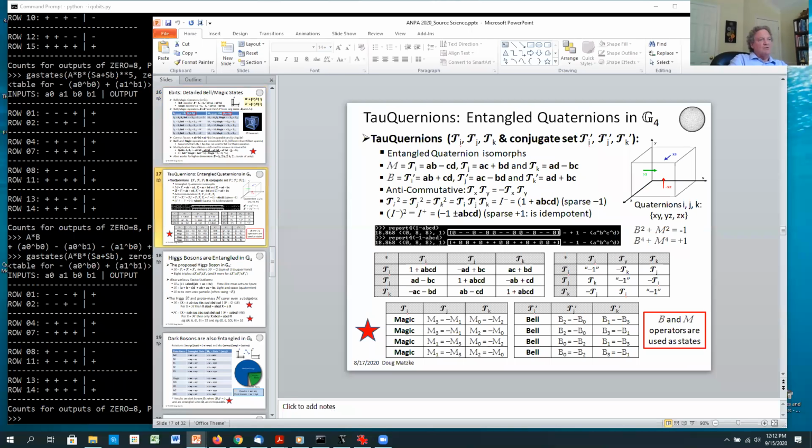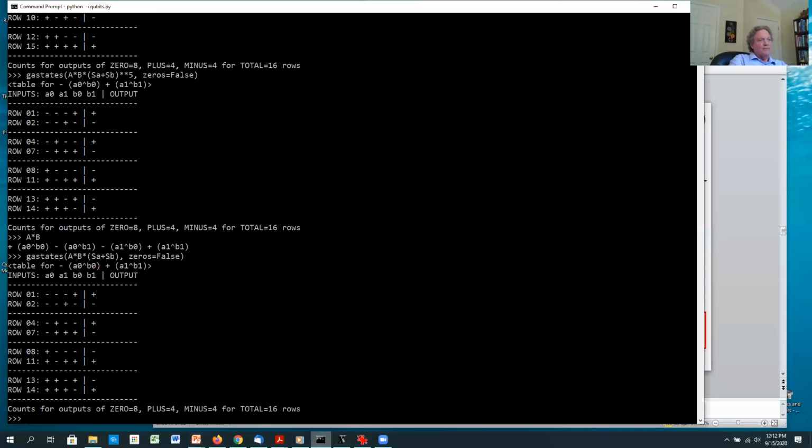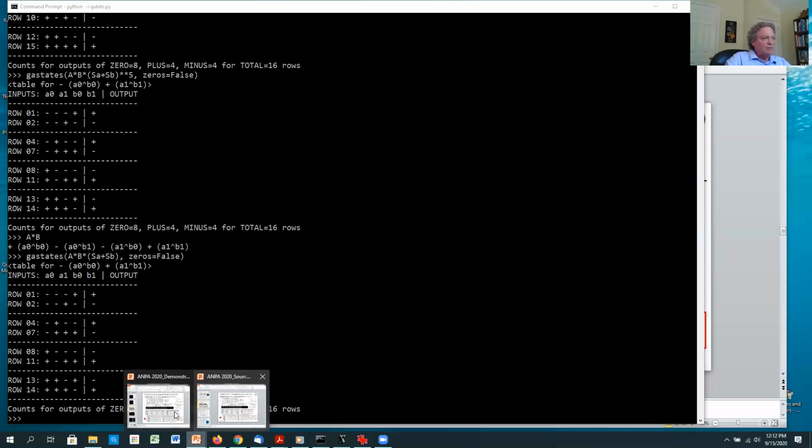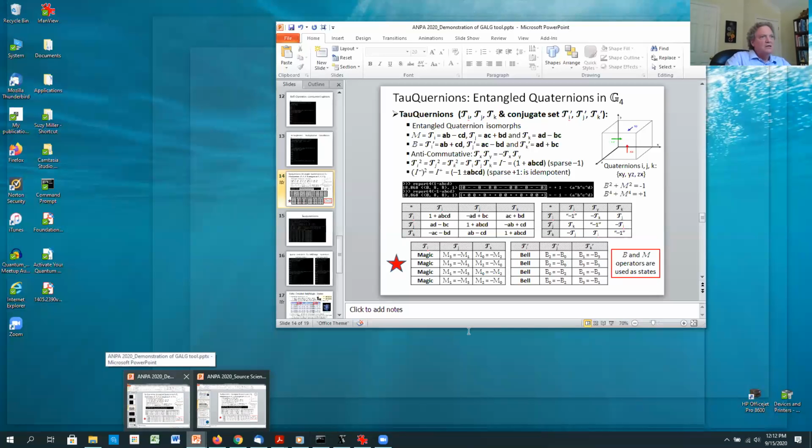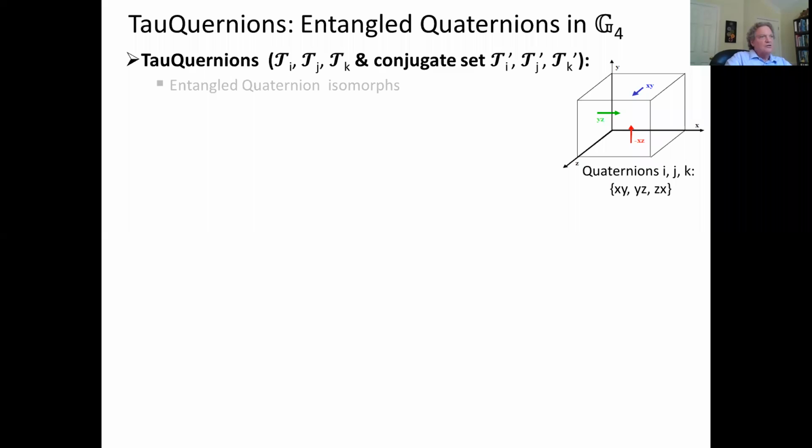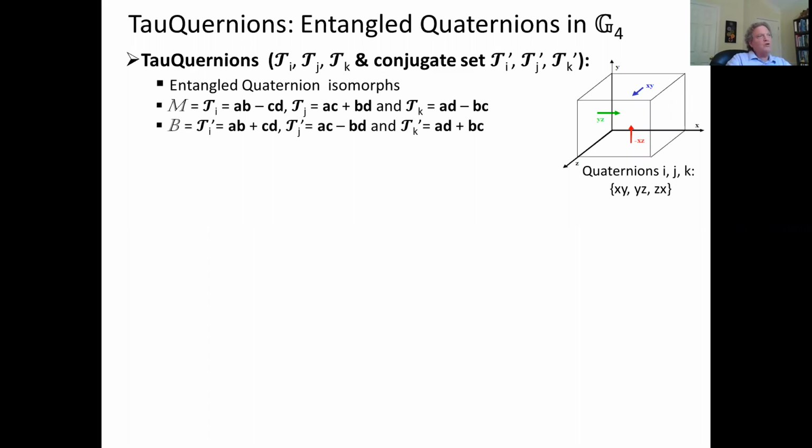So I'm going to go back to my other slideshow here. And I guess I'm running out of time, and I'm almost to the end here. So let me show you the last couple slides on my talk. Once you realize that we can do what's called quaternions, you can also do tau-quaternions. Essentially, these are complex conjugate pairs that look just like quaternions are, except that they're the sum of two bivectors instead of just a single bivector.